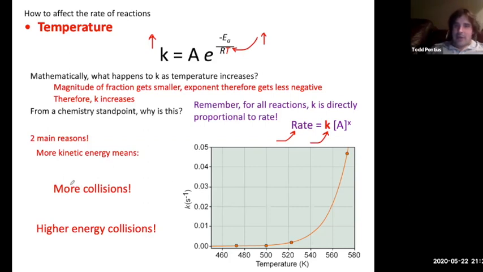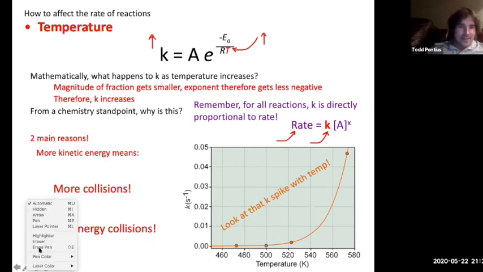And then we have a graph here of the value of k as we increase temperature. You'll notice that this graph gets exponentially larger. So as temperature increases, whoa, look at that spike here. Look at how drastically this increases.